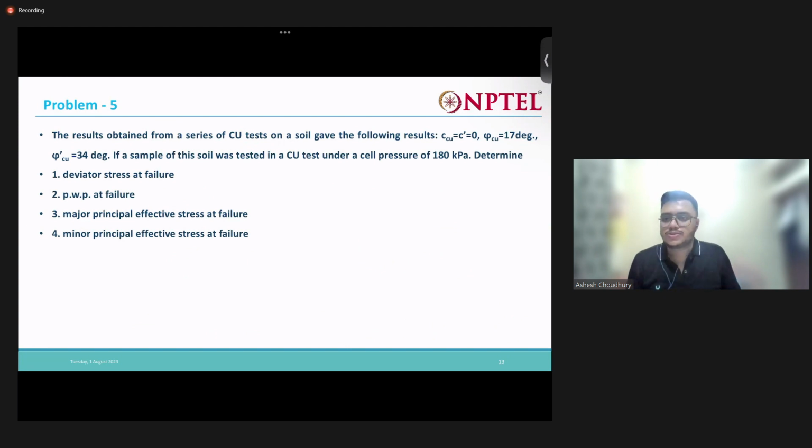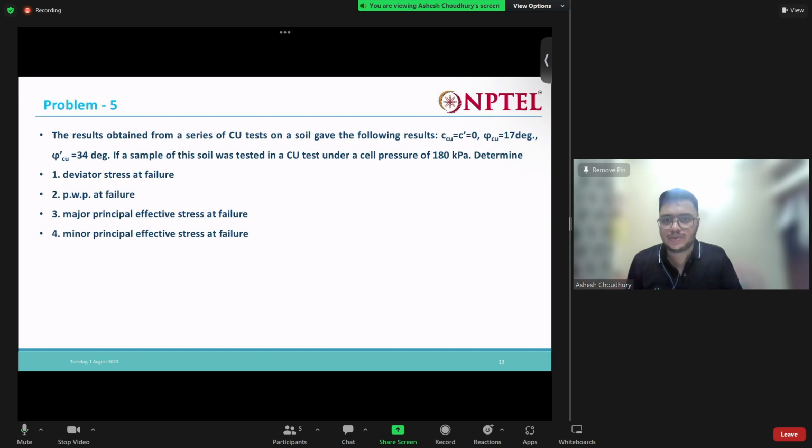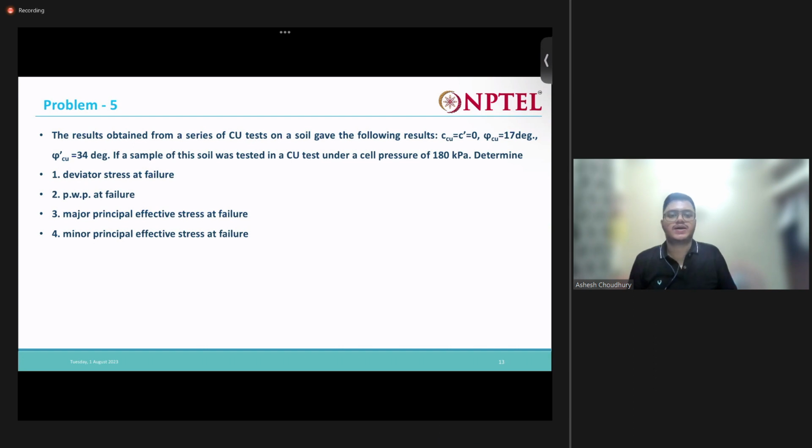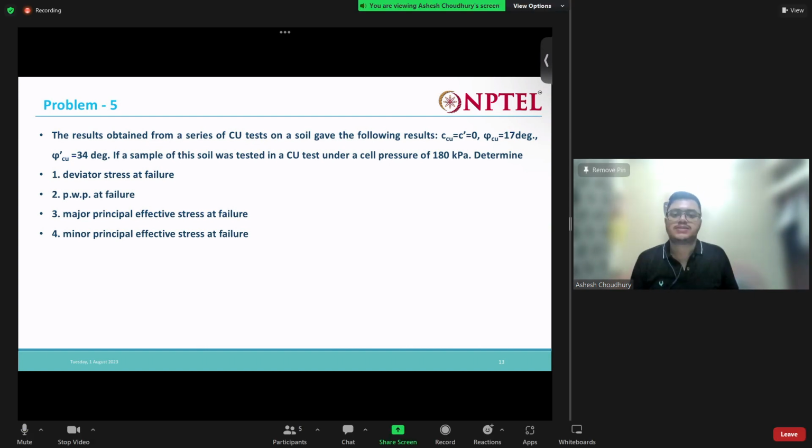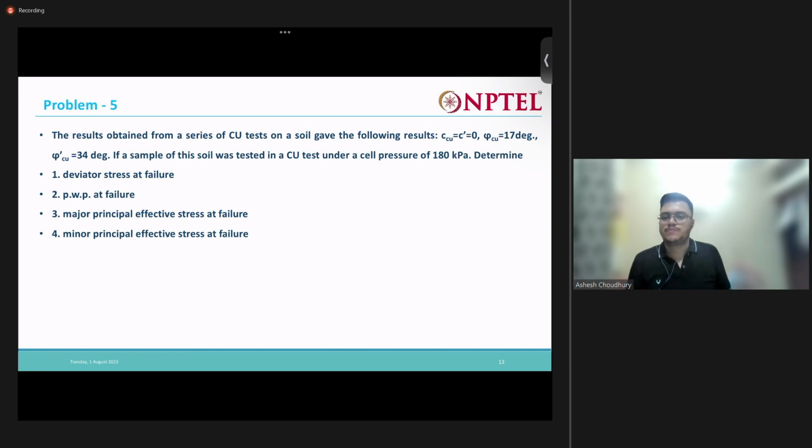Okay, so the next problem. The results obtained from a series of CU tests on a soil gave the following results. So we have the values given to us. C_CU is equal to 0, C prime is equal to 0, and the phi value is given as 17 degrees, and the effective value of phi is 34 degrees. Total stress value is 17 degrees, and the effective stress value is 34 degrees.